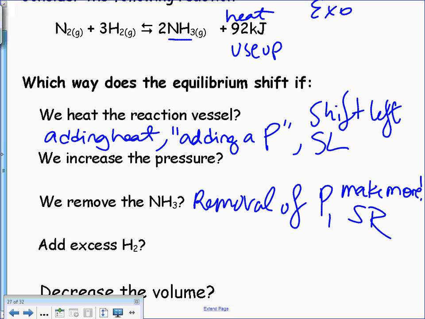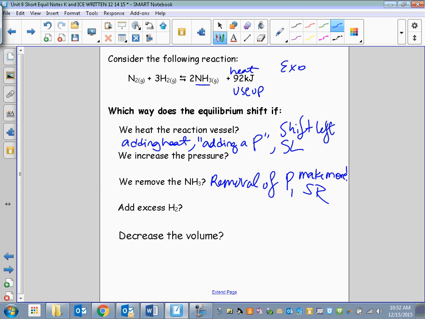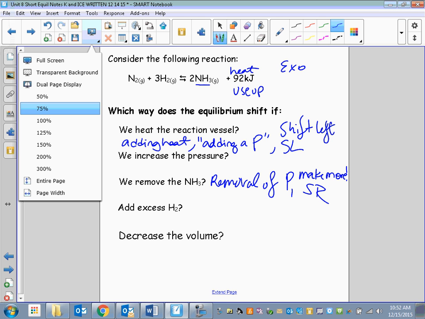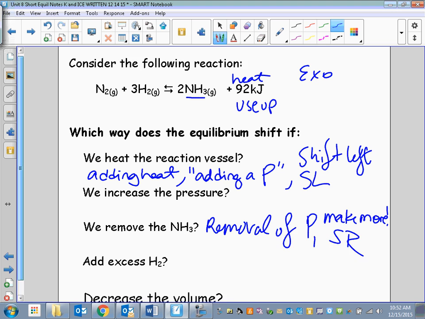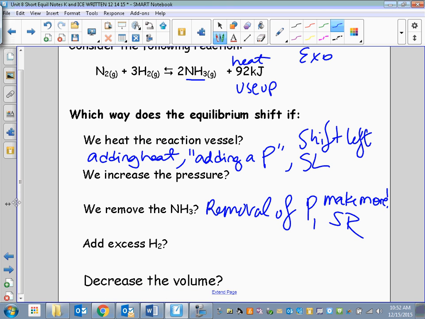So you're always trying to fix the stress. You're trying to alleviate the stress. Try to do so you can see all of it here. Okay, so removal of product. I need to make more products, so I shift right. Who got that one? Thumbs up. Okay, this is very conceptual, okay?